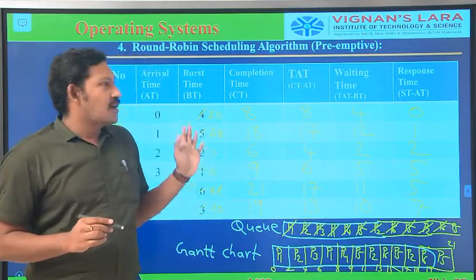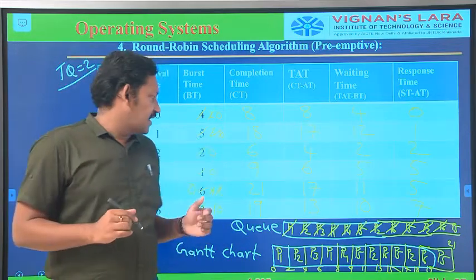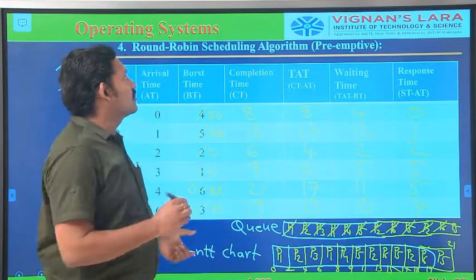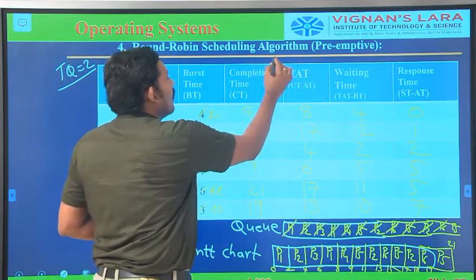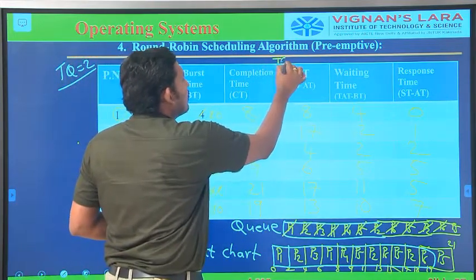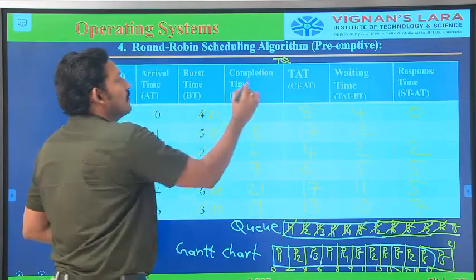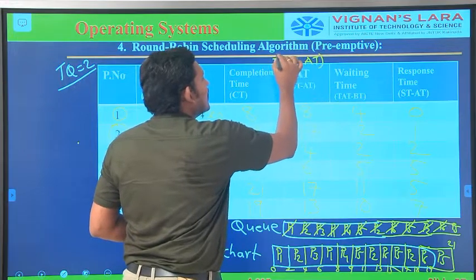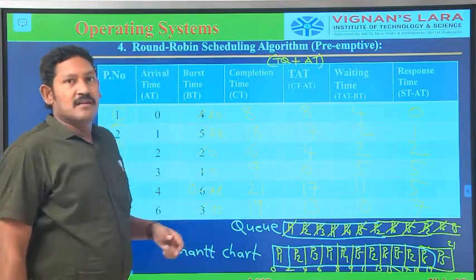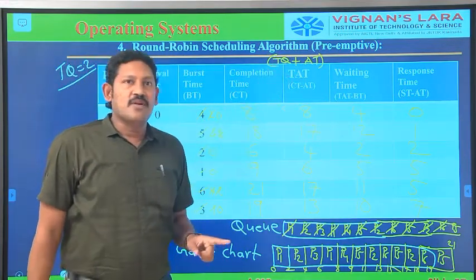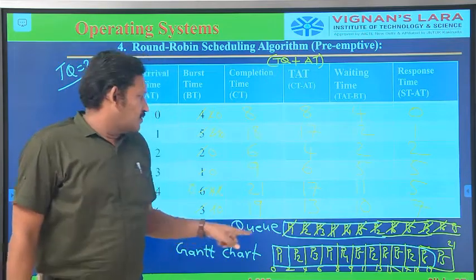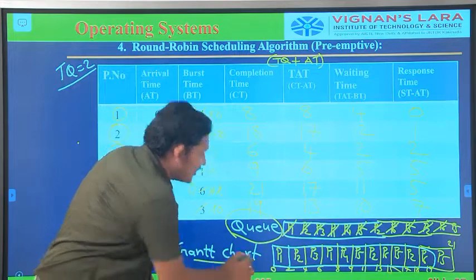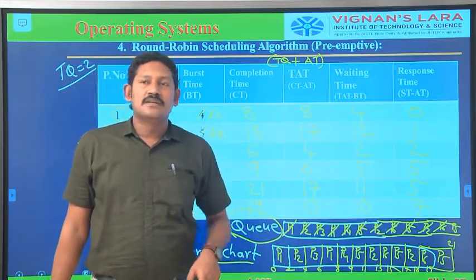Okay. So here in the round robin scheduling algorithm, the important thing is drawing the Gantt chart along with the queue. Here we have to consider 2 factors: one is time quantum and the other is arrival time. We have to keep these 2 things in mind. Along with that, we have to draw the queue along with the Gantt chart. Okay. Thank you.